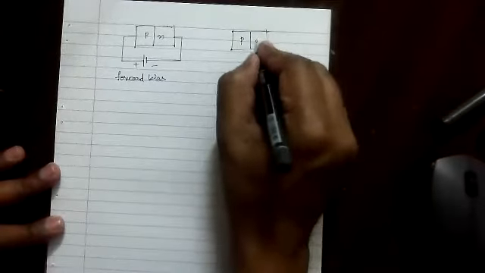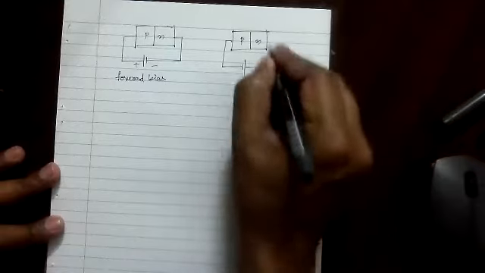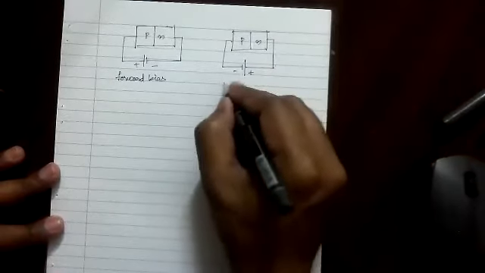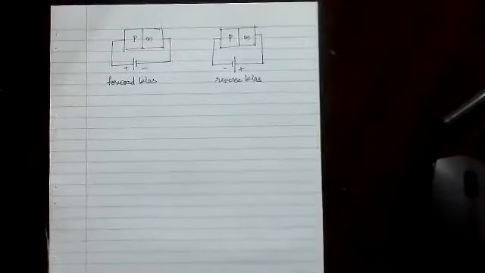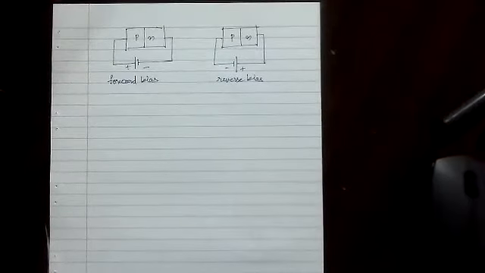Okay, so we were discussing forward bias and reverse bias. Forward bias means if P is connected to positive. Once again, see here, this is P and this is N. If P is connected to positive and N is connected to negative, then we say it is in forward bias. Now what is reverse bias? If this is P and N, and P is connected to negative and N is connected to positive, then we say it is reverse bias. So we have forward bias and reverse bias.